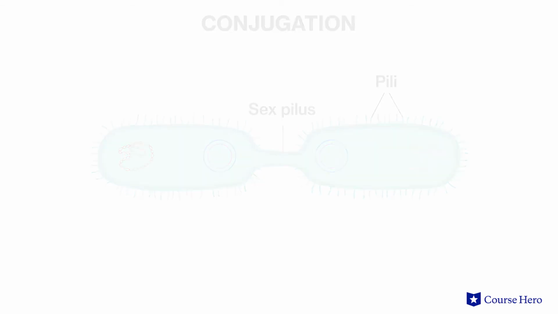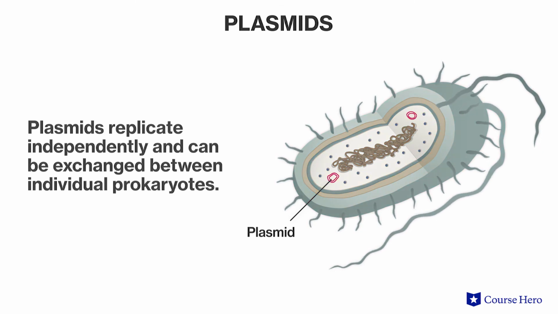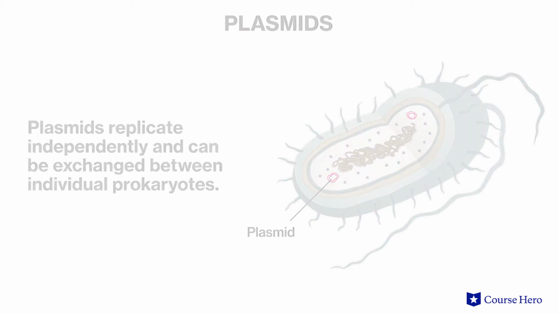Many prokaryotes have additional small circular DNA molecules called plasmids. These molecules replicate independently and can be exchanged between individual prokaryotes. Many plasmids carry genes that confer antibiotic resistance to the bacterium.